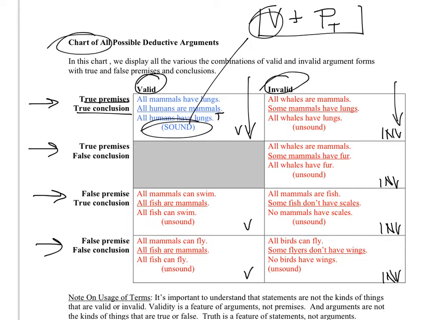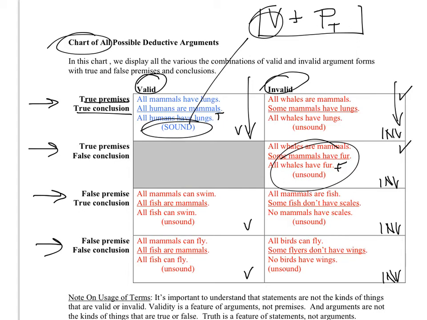In an invalid argument, it's not truth preserving. So in particular, what can happen with an invalid argument is that you can work with true premises, but because an invalid argument structure is not truth preserving, you can end up with a false conclusion. Nonetheless, this chart represents all the ways you can have an invalid argument where you have all true premises and luck out with a true conclusion. That's what we have here in this box.